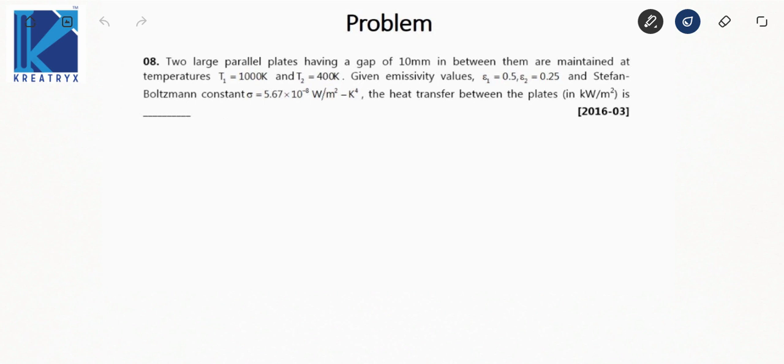Next question is, two large parallel plates having a gap of 10 mm in between them are maintained at temperatures 1000 Kelvin and 400 Kelvin. Given emissivity values epsilon 1, epsilon 2 and Stefan-Boltzmann's constant is equal to 5.67 into 10 raised to minus 8 watt per meter square Kelvin to the power 4. The heat transfer between the plates in kilowatt. Beware of the units, kilowatt per meter square. Again, you must be knowing this formula directly. We have encountered this type of problem earlier also.